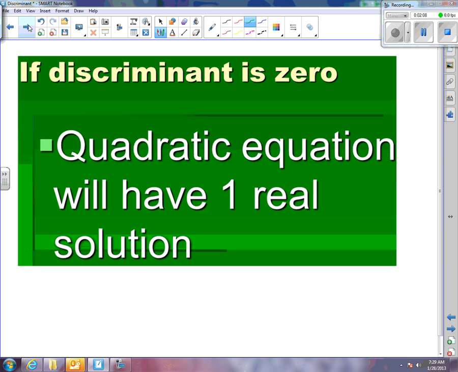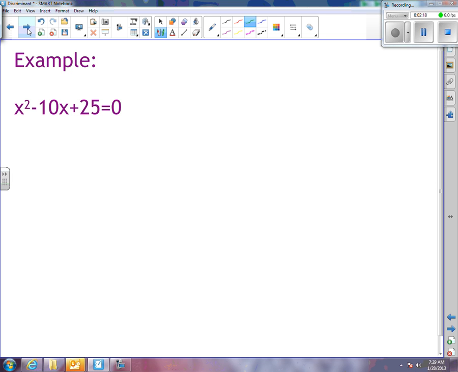So now, if the discriminant is 0, this is a situation that we have dealt with. A lot of times, this one is easier. Then you only have one real solution. So let's do an example of that. So let's identify our a, our b, and our c just like before. Our a is 1. Our b is negative 10, and our c is 25.